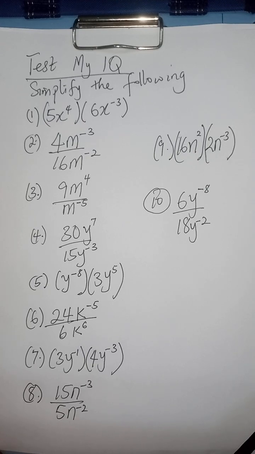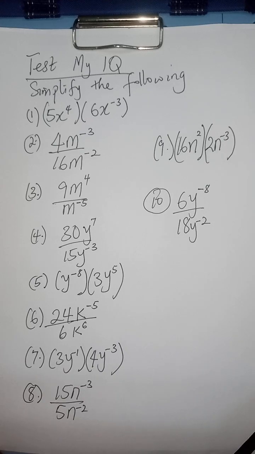Simplify the following. Number 1, you have 5x raised to power 4 in bracket and 6x raised to power minus 3. Number 2, 4m raised to power minus 3 divide 16m raised to power minus 2. Number 3, 9m raised to power 4 divide m raised to power minus 5. Number 4, you have 30y raised to power 7 divide 15y raised to power minus 3. Number 5, y raised to power minus 8 multiplying 3y raised to power 5. And number 6, 24k raised to power minus 5 divide 6k raised to power 6.